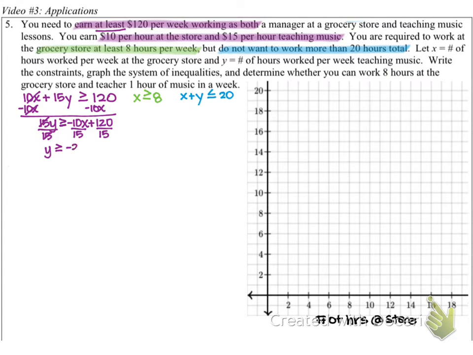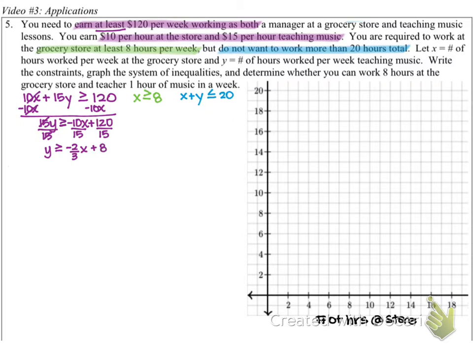We can actually simplify this in the calculator. So if you type in -10 divided by 15, it's going to give you a decimal. But that's okay because there's a button right next to the answer. And if you click on that button, it'll turn it into a simplified fraction for you, which is actually pretty nice. If we type in 120 divided by 15, though, that's 8. That actually works out nicely.